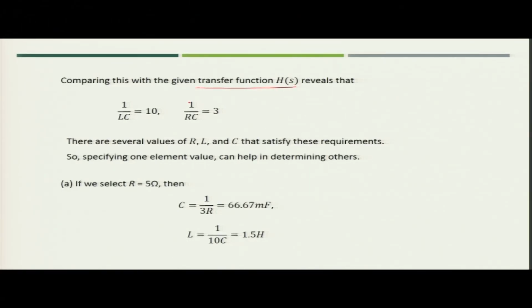Now, as we have only two equations and 3 unknowns, we cannot find the solution unless we fix one quantity. That is what we discussed in the last slide, that we need to fix at least one, so that we can get the answer. In our question, let us fix R equal to 5 ohm. When you put R equal to 5 ohm, the value of C you will get is 66.67 millifarad and L is 1.5 Henry.